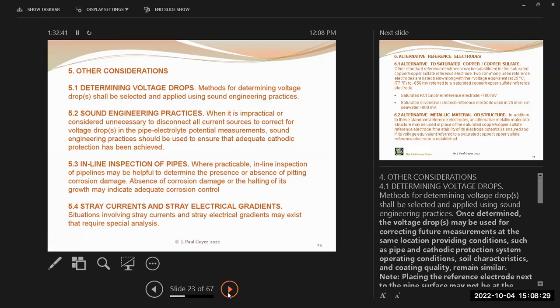Note that placing the reference electrode next to the pipe surface at the pipe electrolyte interface. A reference electrode placed at a coated pipe surface may not significantly reduce soil voltage drop in the measurement if the nearest coating holiday is remote from the reference electrode location.